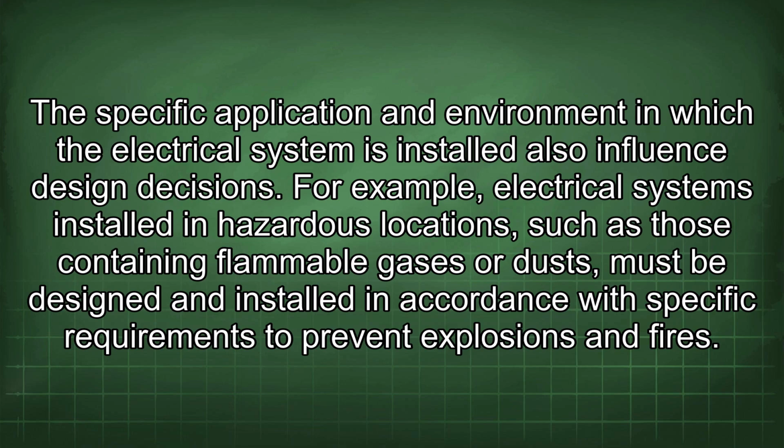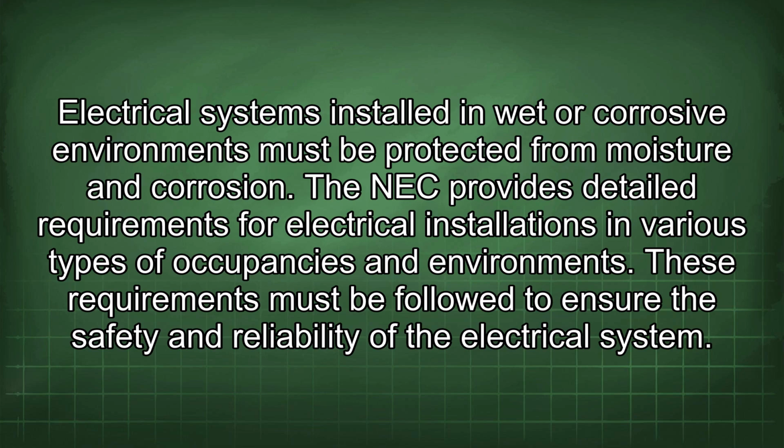The specific application and environment in which the electrical system is installed also influence design decisions. For example, electrical systems installed in hazardous locations, such as those containing flammable gases or dusts, must be designed and installed in accordance with specific requirements to prevent explosions and fires. Electrical systems installed in wet or corrosive environments must be protected from moisture and corrosion. The NEC provides detailed requirements for electrical installations in various types of occupancies and environments. These requirements must be followed to ensure the safety and reliability of the electrical system.